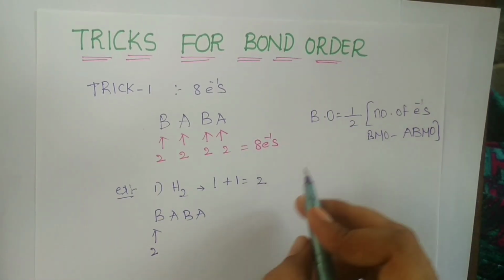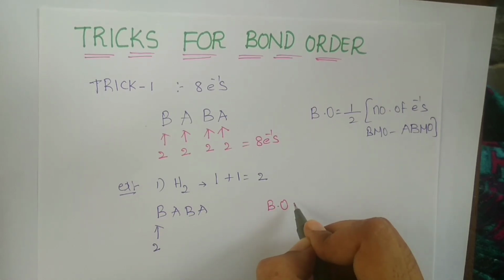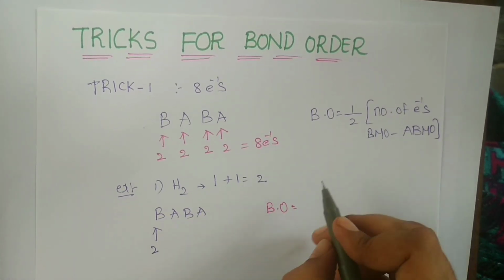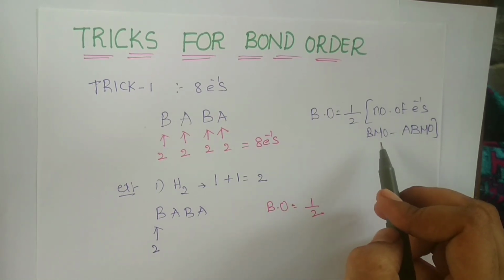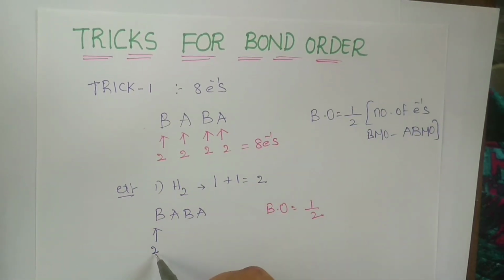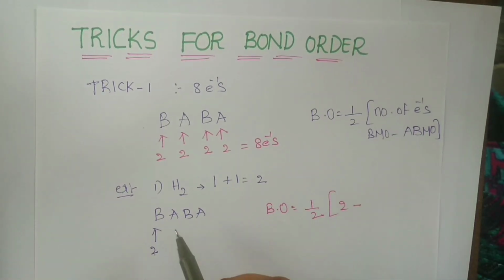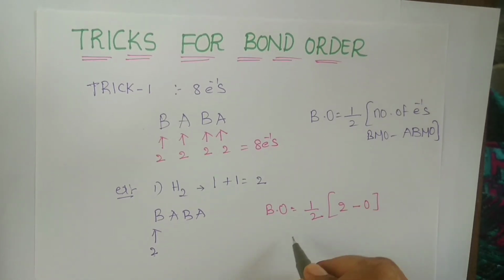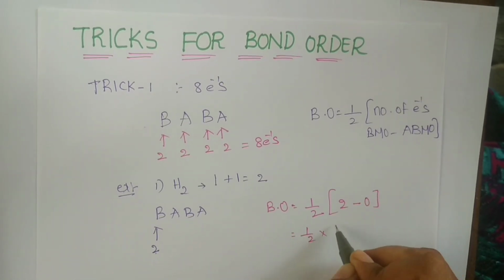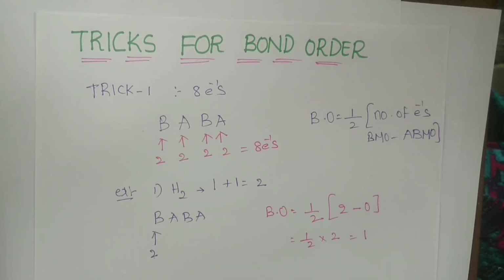Now use this formula. If we substitute in the formula, bond order is equal to half into number of electrons in bonding molecular orbital. Here we can see 2 electrons, so 2 minus anti-bonding. No electrons in the anti-bonding, so simply we will write it as 0. So half into 2 minus 0 means 1. So bond order of hydrogen is 1.